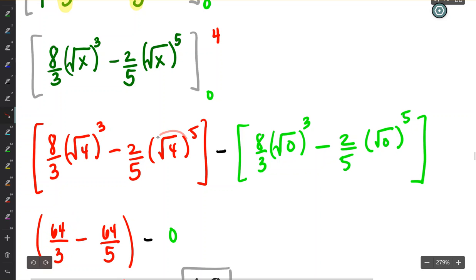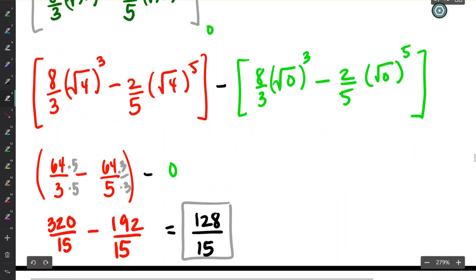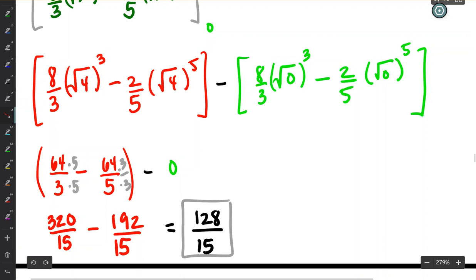And then square root of 4 here is 2. 2 to the 5th is 32. 32 times a minus 2/5 is minus 64/5. And then this one's fun. We got a 0 minus 0, which is 0. Getting a common denominator here to subtract these fractions, we end up with 320/15 minus 192/15, which is 128/15, and we're done.